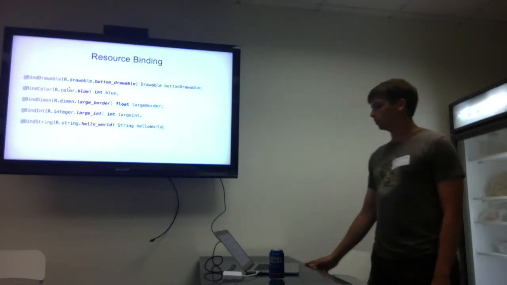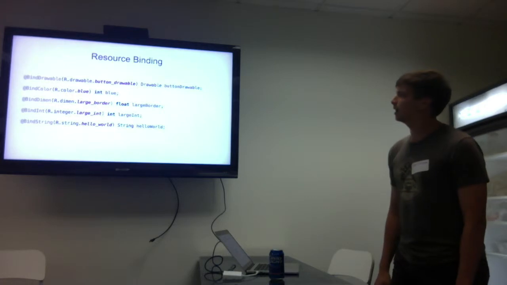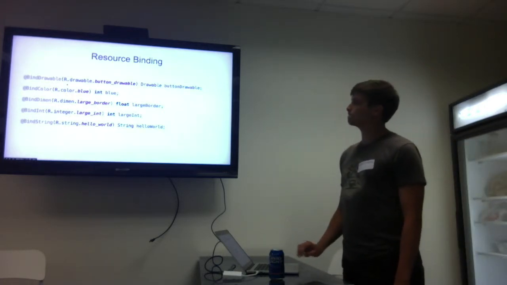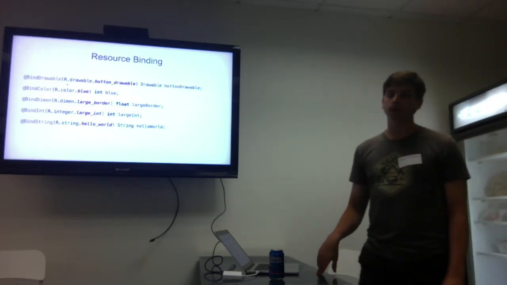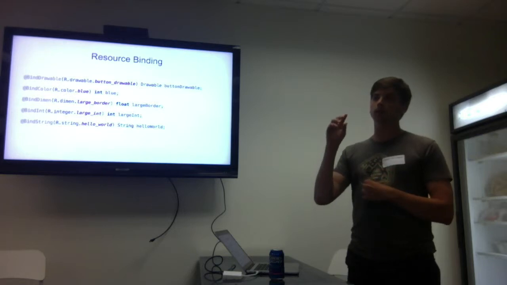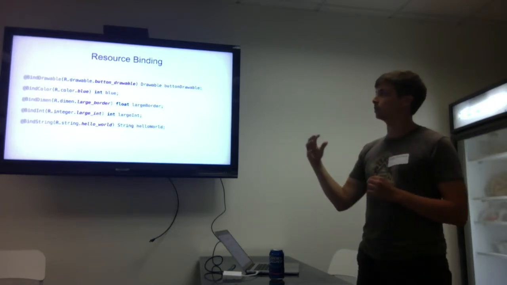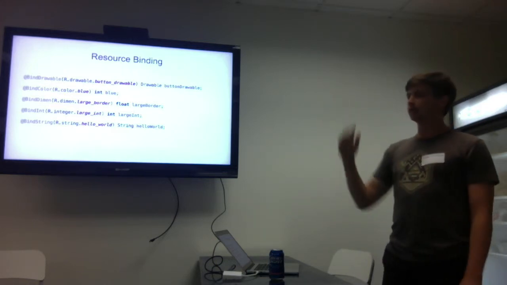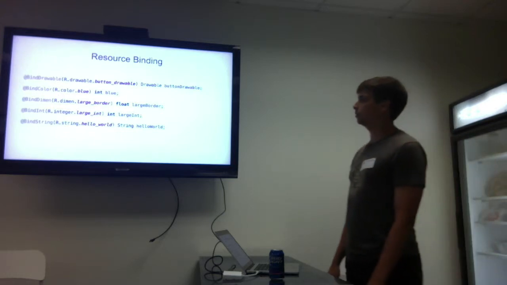The last cool thing you could do with Butterknife is resource binding. I didn't have a before example, but it's very similar to views, where depending on where you're at in your app, you have to call the getResources method, then getDrawable, and find the drawable view. It's very similar to how you find views, just a lot of unneeded boilerplate. So what Butterknife does is the binding for you.